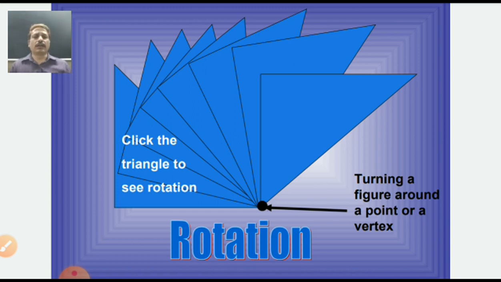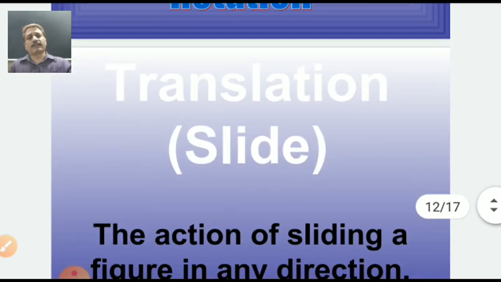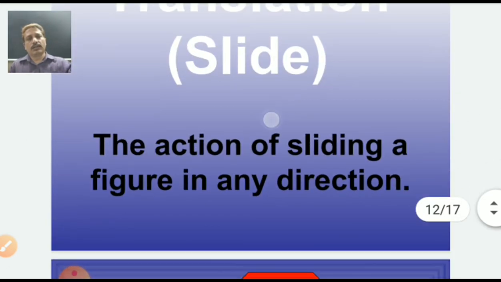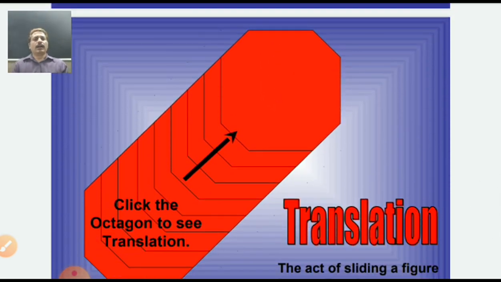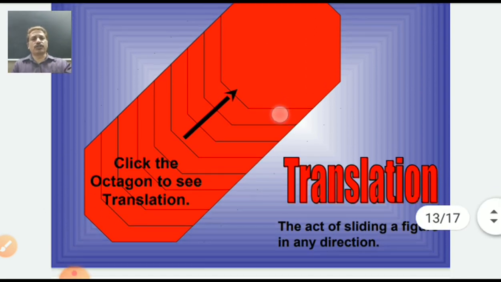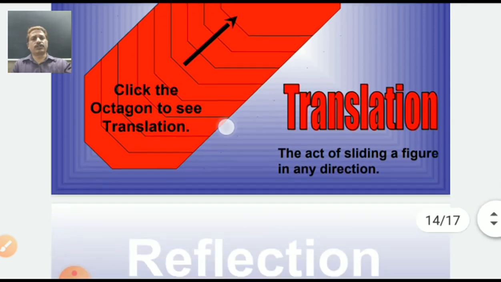Click the triangle to see rotation from one point, any point. In the middle also you can take, or any vertex. Vertex means any corner point. Turning a figure around a point or a vertex is a rotation. Translations or slide. The action of sliding a figure in any direction. Take it from anywhere. Click the octagon to see translations. It is also 360 degrees this way.